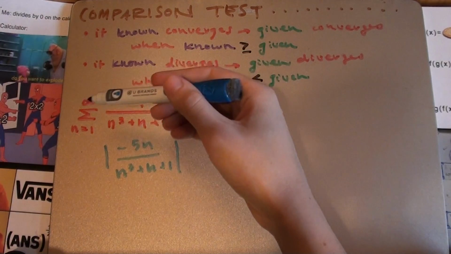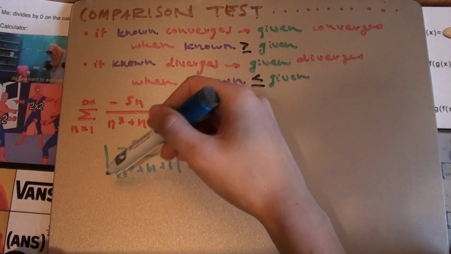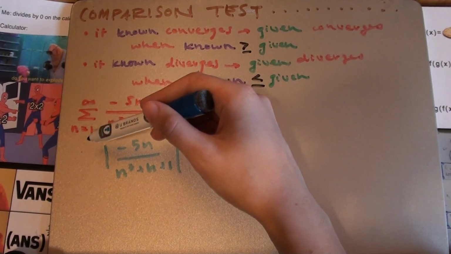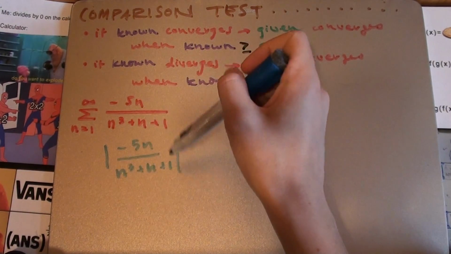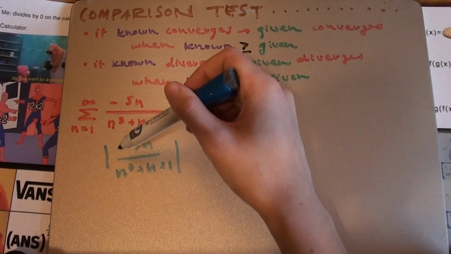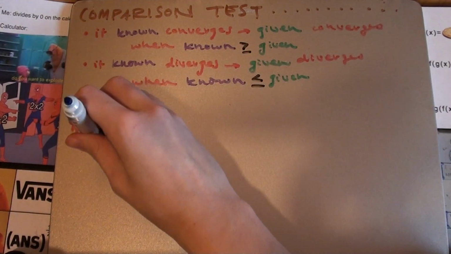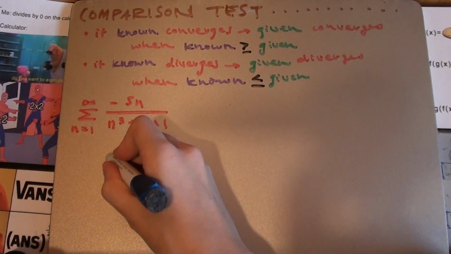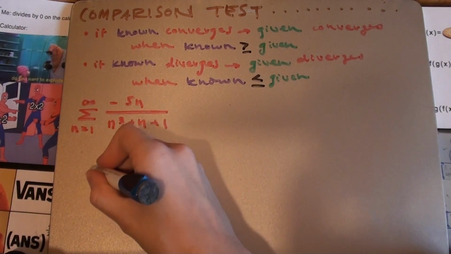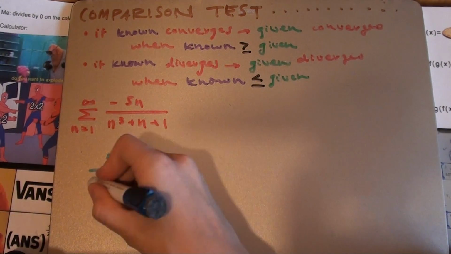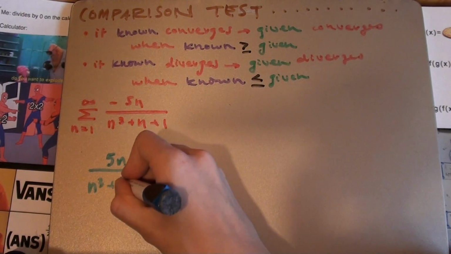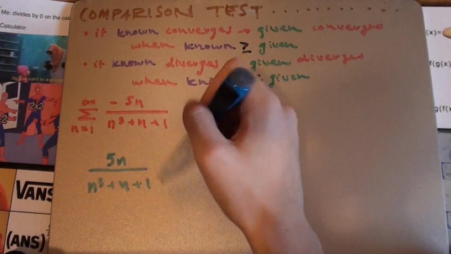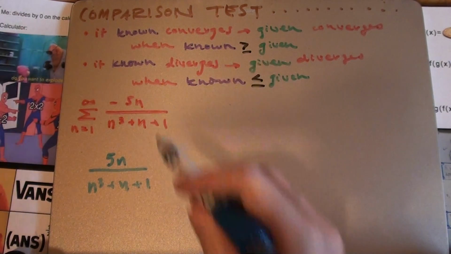Since we have that negative sign here, when you take the absolute value, we know the entire bottom is going to be positive because we're only plugging in positive values from 1 to infinity. Our 5 times n is positive, so this just gets rid of the negative sign. All we have left is 5n over n cubed plus n plus 1. When we make our inequality, this is what we're going to have to compare.